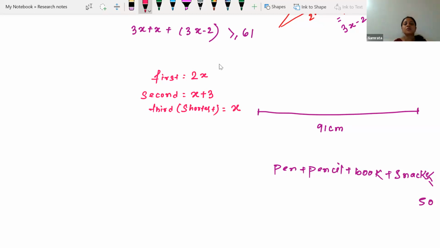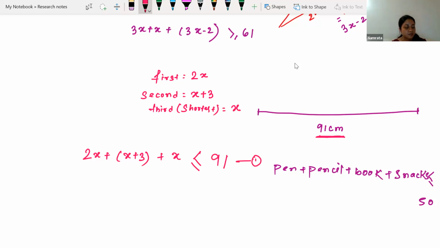Yes, ma'am. And the total length of the board is 91 centimeter. So from here only we can write one condition: all the lengths, that is 2x plus x plus 3 plus x, will be smaller than or equal to 91. Yes or no? Yes, ma'am. Whether he can use the total board of 91 centimeter, or he has the capacity to use less than 91, maybe some cut pieces he will keep aside. So this is the inequality we are getting from the given question.